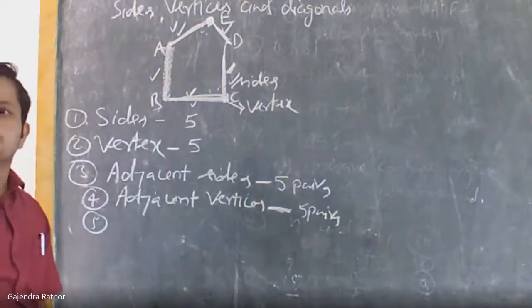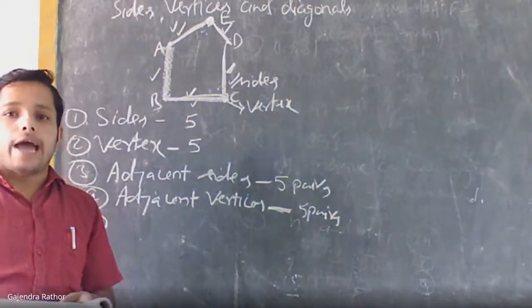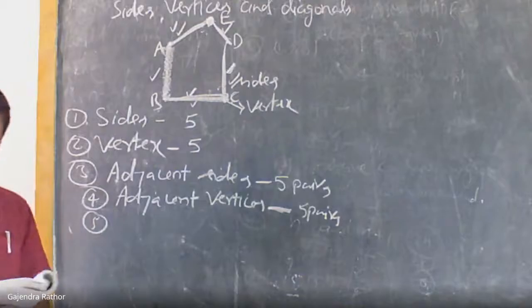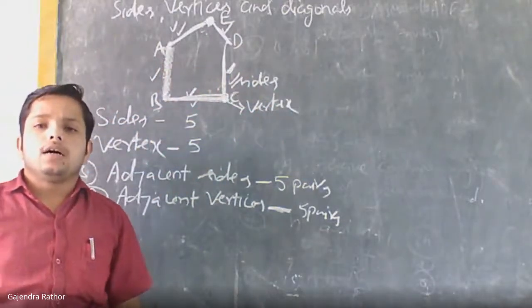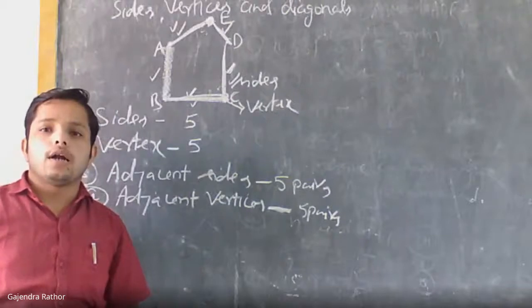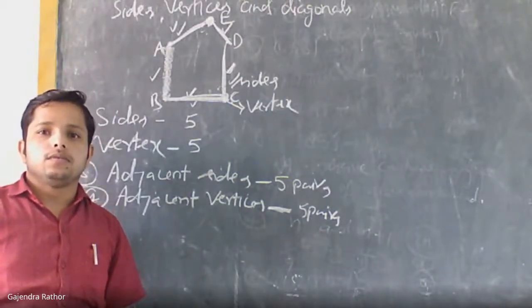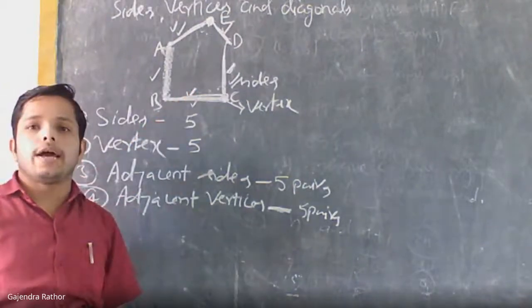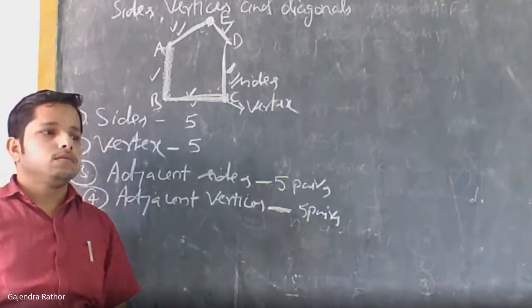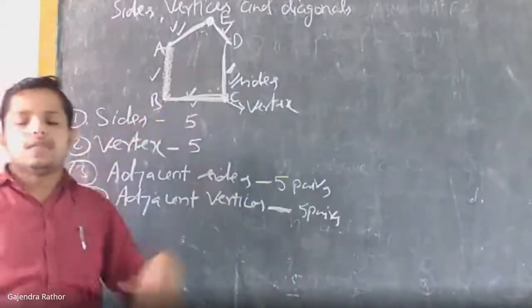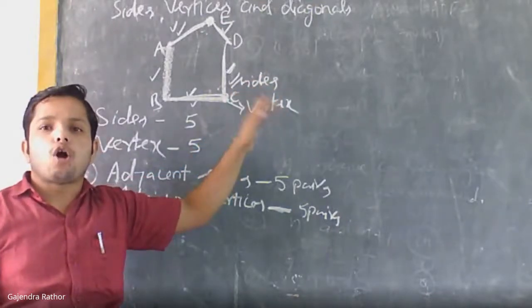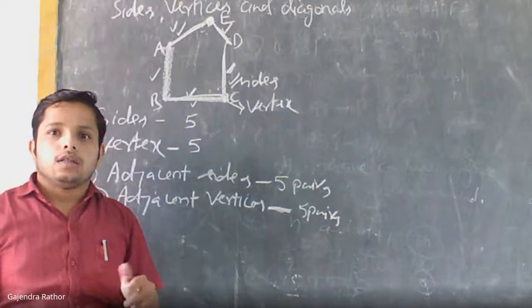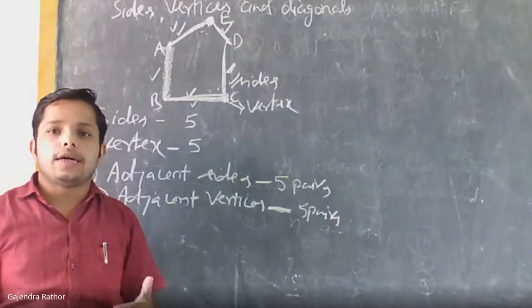The next, and also an important point, is diagonals. What are diagonals? Okay, if in this polygon we join the vertices which are not adjacent, these line segments will be called diagonals. Once again, if we join the vertices which are not adjacent, the joining line will be called a diagonal.